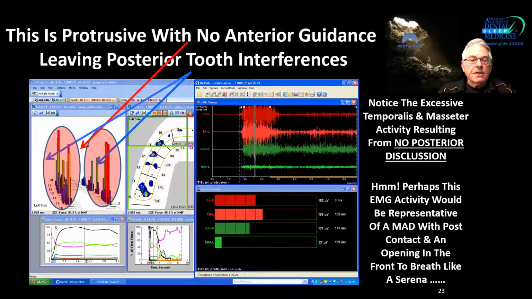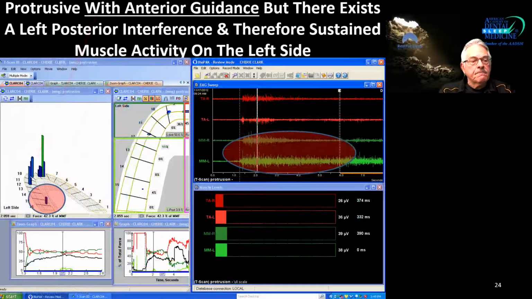So perhaps this EMG activity would be representative of a mandibular advancement device with posterior contact and an opening in the front. With what I've done with my TMJ work, I kind of asked myself this first question: why would I want a patient to bite on the back of the sleep appliance? I have trouble thinking of when I would want that. I'm not saying never, but I kind of think in different terms, which I'll get to in a moment.